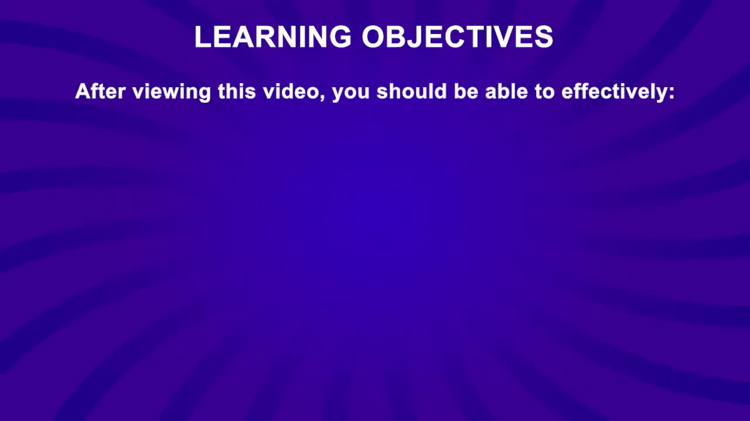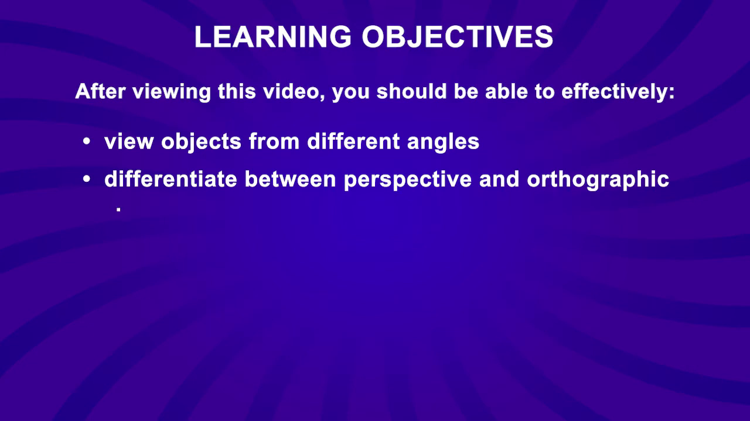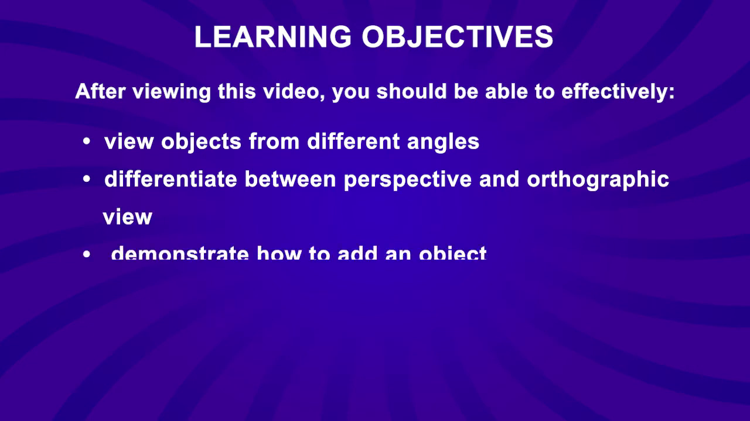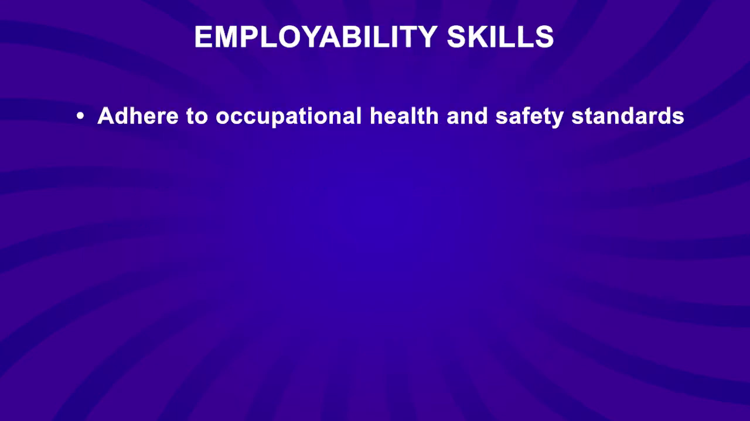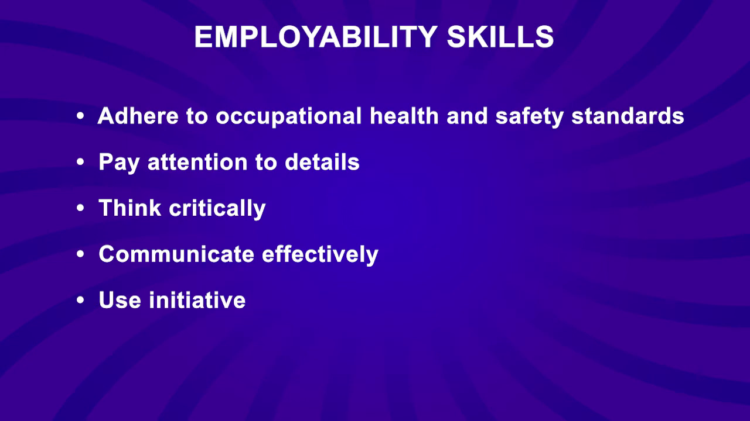In part 1, I provided an overview of the Blender 2.76 software, along with various shortcut keys and how they can be used. After viewing this video, you should be able to effectively view objects from different angles, differentiate between perspective and orthographic view, and demonstrate how to add an object. Adhere to occupational health and safety standards, pay attention to details, think critically, communicate effectively, use initiative.